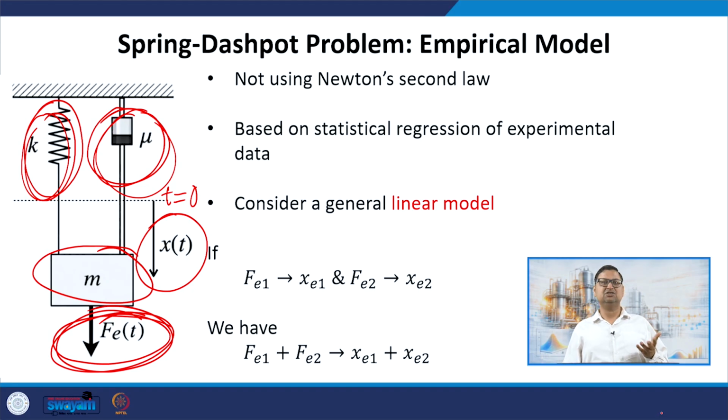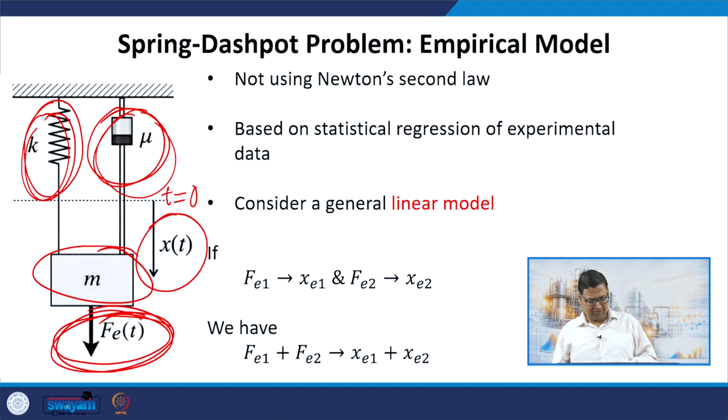The reason being, there is no physics. I am just taking the experimental data, doing some regression, and coming up with a model that is purely mathematical in nature. It does not come from any physical laws as such. Of course, we will show that it may turn out to be the same as what one gets by Newton's second law, but to begin with, we are not using any physical laws.